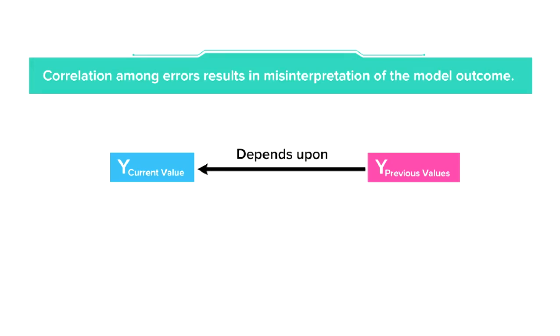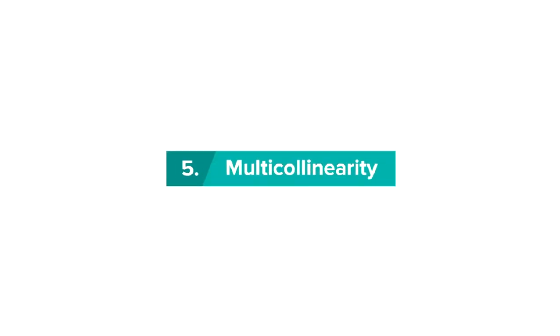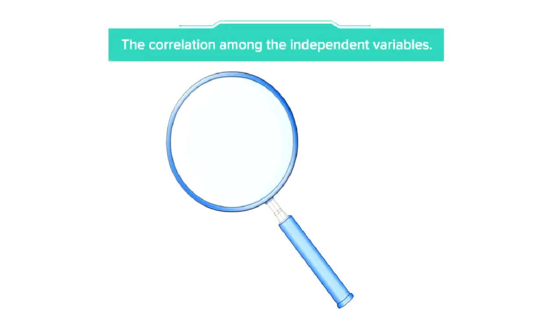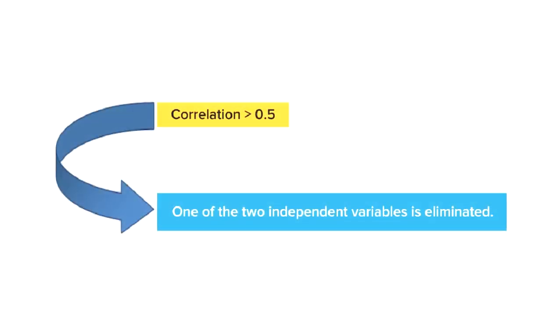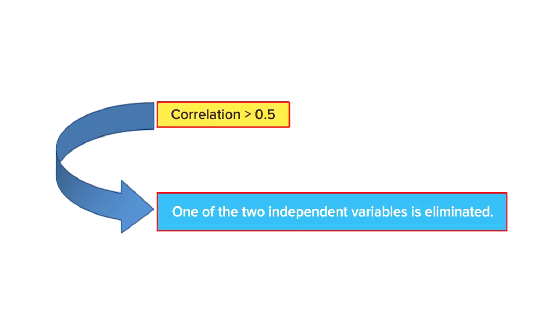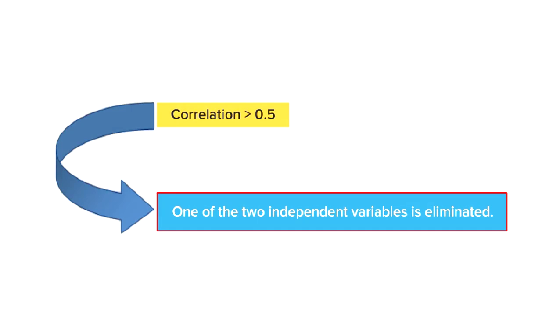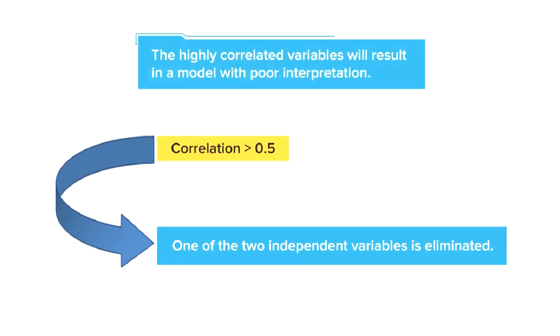The fifth assumption of linear regression is multicollinearity. Recall what we learned during the data exploration phase of the independent variable. While checking the correlation between the target and the independent variable, we also looked at the correlation among the independent variables themselves. Whenever we encounter a correlation between the two independent variables to be greater than 0.5 in magnitude, we usually eliminate one of the two variables, because including the highly correlated variables will result in a model with poor interpretation.